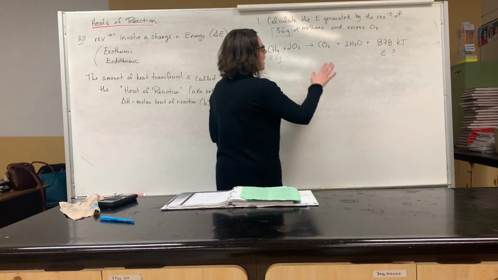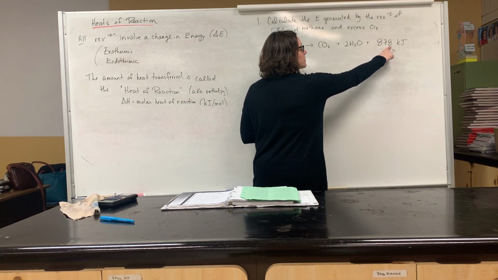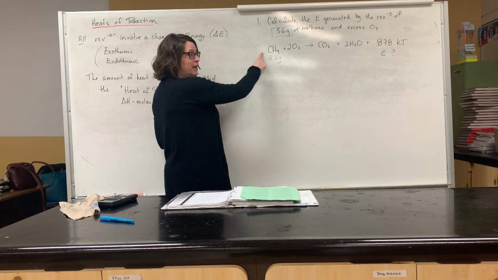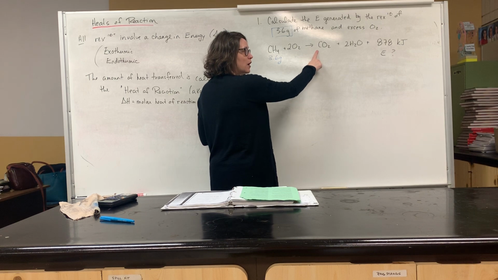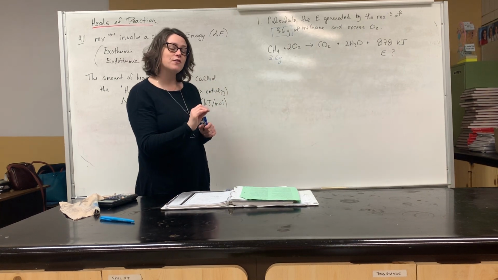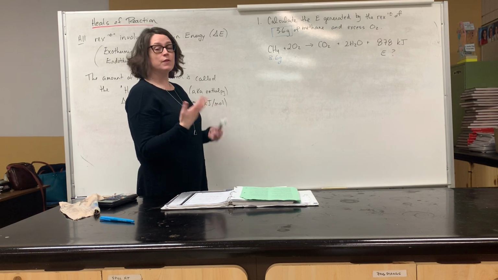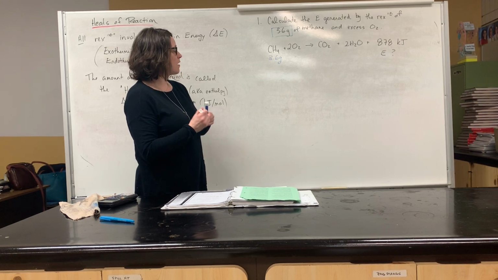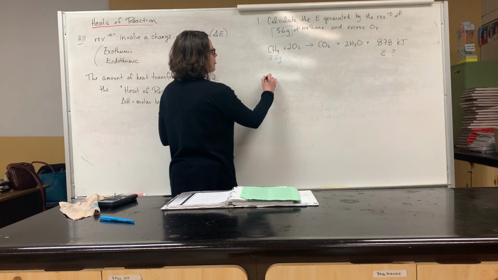Looking at this, I know that 878 kilojoules of energy are released for every 1 mole of methane, for every 2 moles of oxygen, for every 1 mole of carbon dioxide produced, and for every 2 moles of water produced. So you have to factor in your mole ratio when you're doing these. Otherwise we're going to treat it exactly how we would treat any other dimensional analysis problem. So what are you looking for?